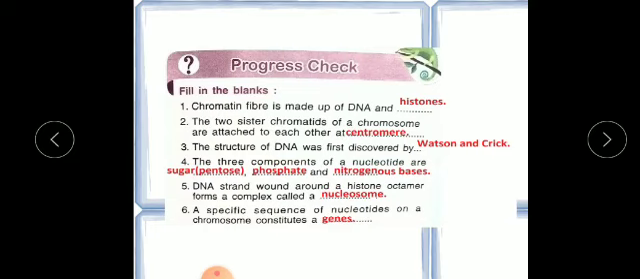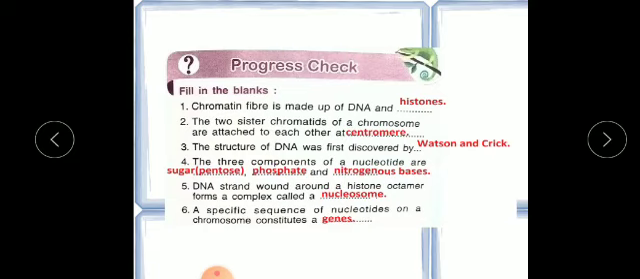Now, first one is chromatin fiber is made up of DNA and histones, you remember histone proteins. Second one is the two sister chromatids of a chromosome are attached to each other at the centromere point. Third one is the structure of DNA was discovered by Watson and Crick. Next is the three components of a nucleotide are sugar, which is a pentose sugar, phosphate group and nitrogenous bases.